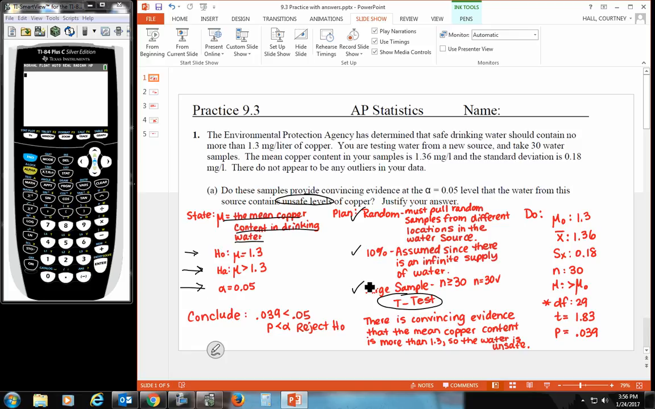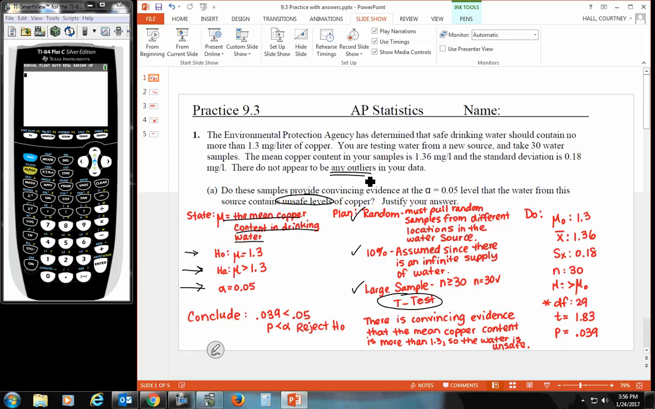They did interestingly point out that there aren't any outliers, which is interesting because if it was less than 30, then that would be important because we would have to look at the graph and they don't give us data to graph. So we would have to rely on the fact that there aren't any outliers, which would cause it to not have a strong skewness.